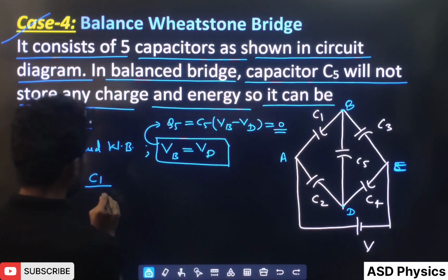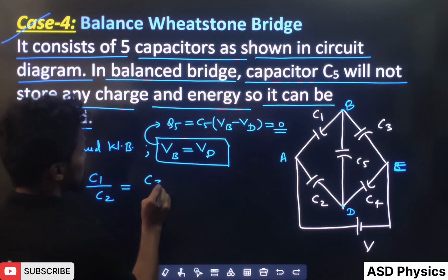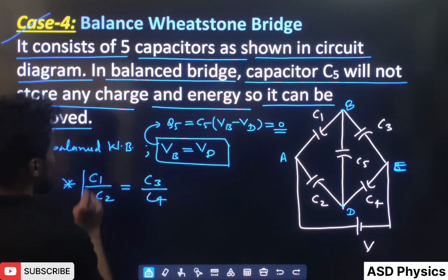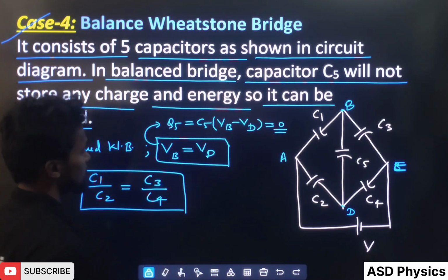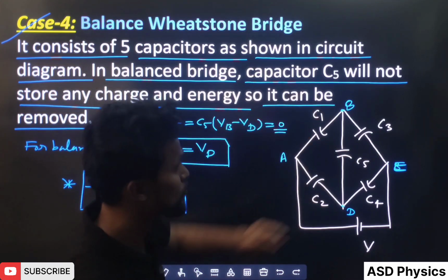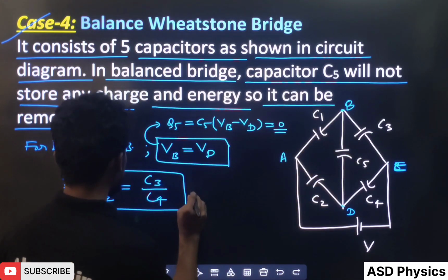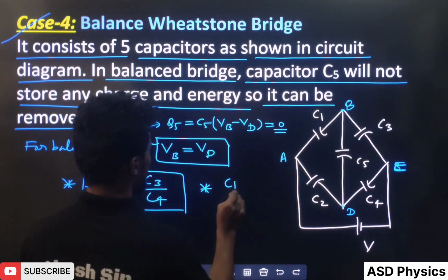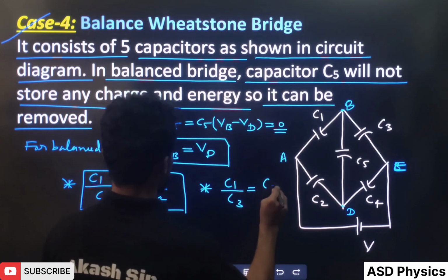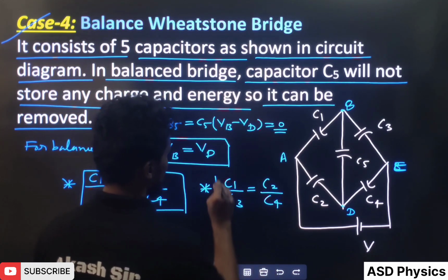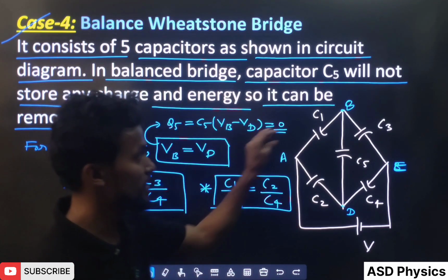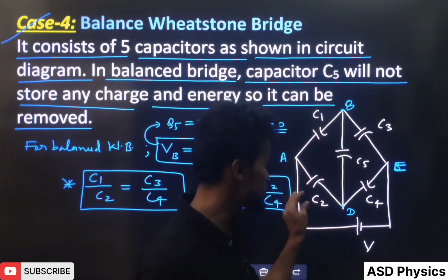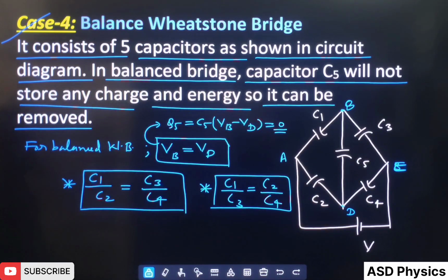This C1 by C2 will be equal to C3 by C4. C1 by C2 is equal to C3 by C4. In another way, you can write like this also: C1 by C3 is equal to C2 by C4. All the story is the same. Even you can write C1 by C3 is equal to C2 by C4. You can see very well, the story is the same only.